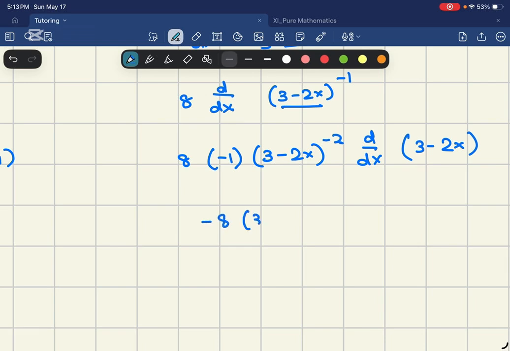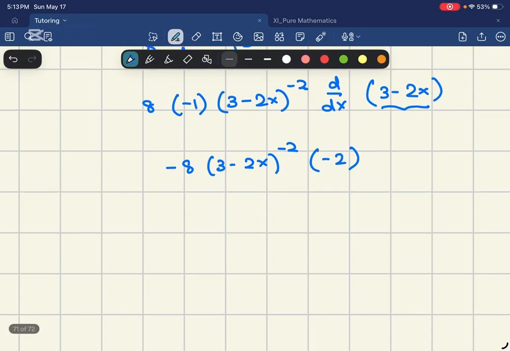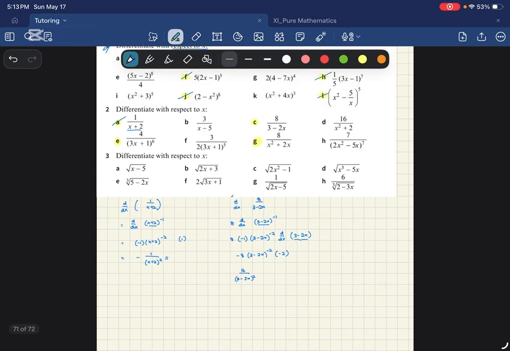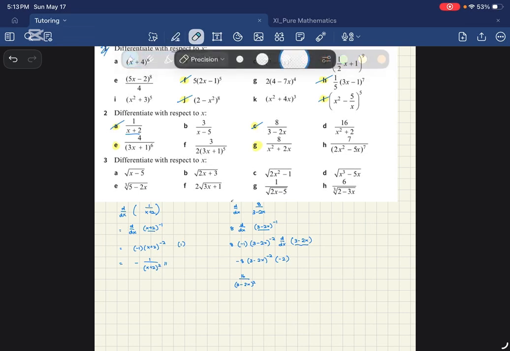Minus 8, you have 3 minus 2x to the power minus 2. And when you differentiate this, you get minus 2, right? And then overall, you have 16 over 3 minus 2x squared. So that is going to be your solution. Yep, 16 over 3 minus 2x squared. That is going to be your solution here. Let's do E. So I'm going to erase this.